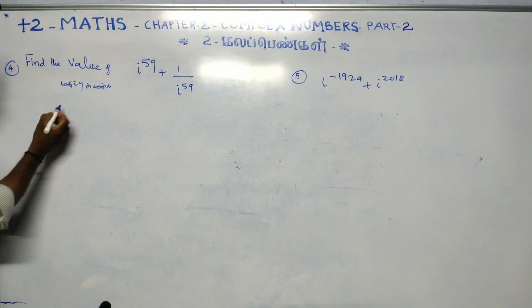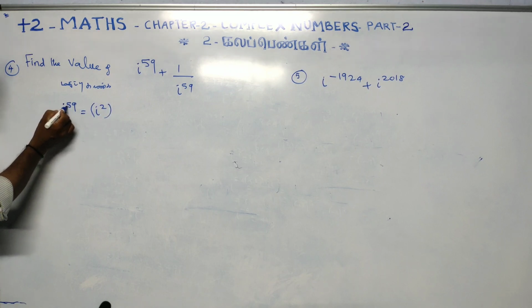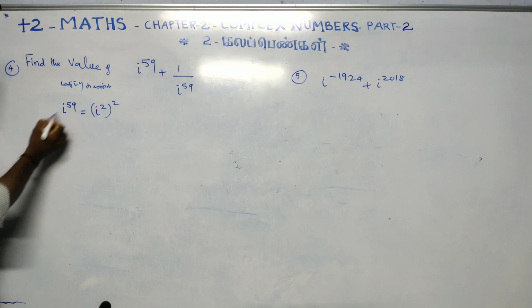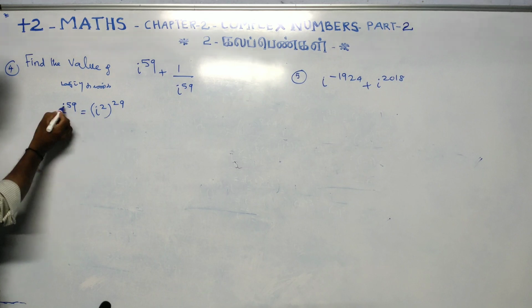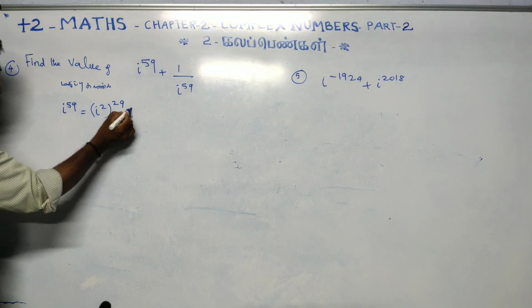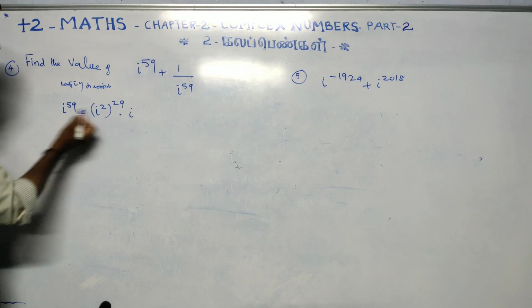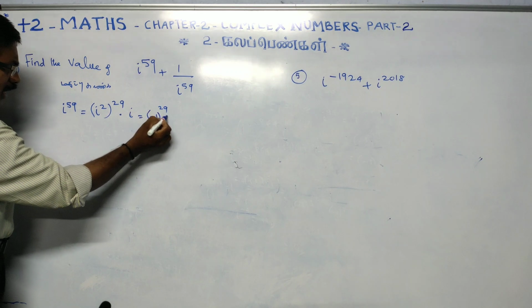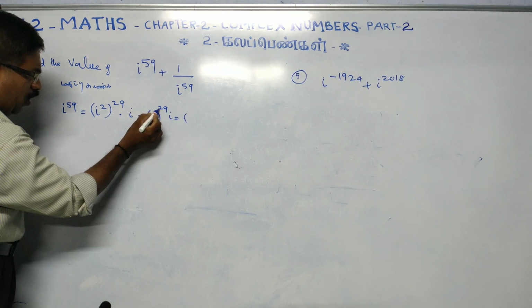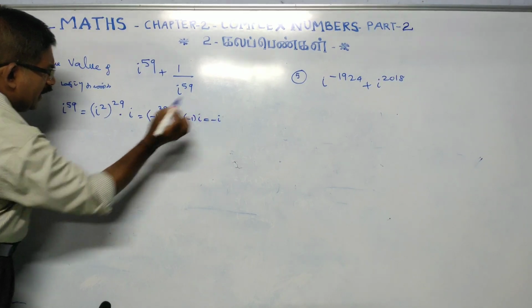Okay? First, i power 59. How can we write it? i square whole power, divide by 2. 2 times, 19, 9 times. 2 into 29 is 58, into i. 2 into 29 means 58 into i gives 59. This value is minus 1 power 29 into i. Minus 1 power an odd number comes, this value is minus 1 into i. So the value is minus i.